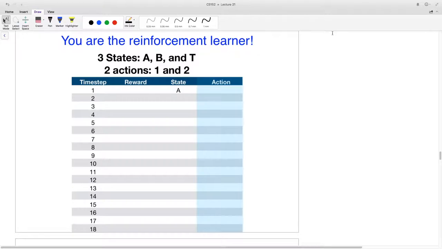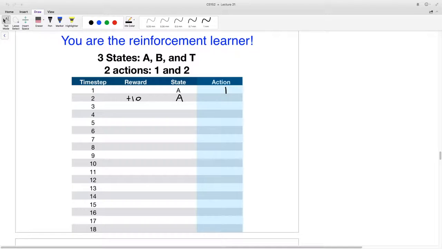Do you want to take action 1 or action 2? One. Are you sure? Because 2 might be better. I haven't learned anything yet. Okay, so we'll take action 1. And I tell you, I don't want to reuse a random number, or heaven forbid, that would be awful. You chose 1. All right, you're in state A, and you get a reward of plus 10.